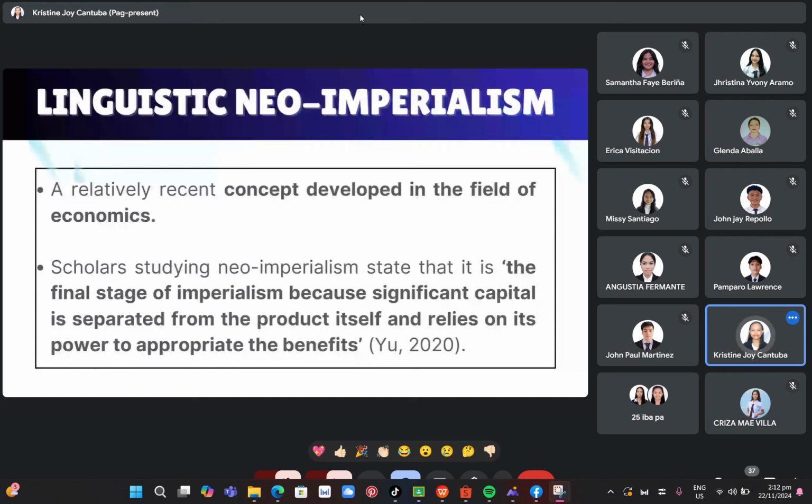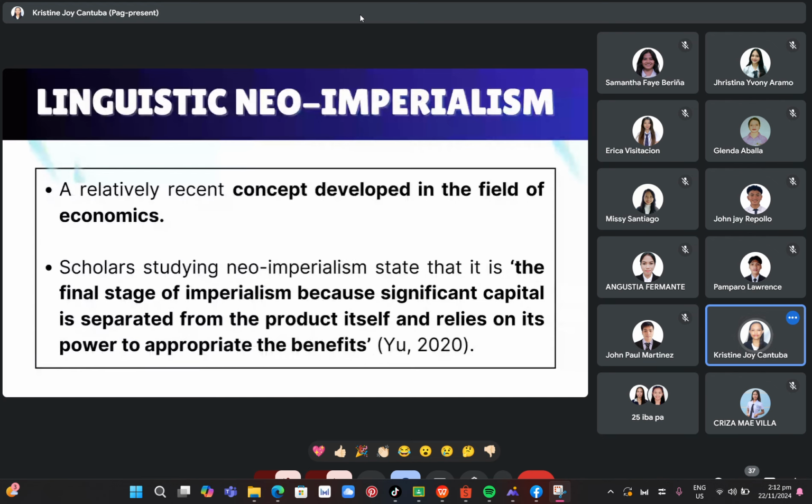And next, linguistic neo-imperialism, a relatively new concept developed in the field of economics. And according to Yu in 2020, the scholars studying neo-imperialism state that it is the final stage of imperialism because significant capital is separated from the product itself and relies on its power to appropriate the benefits.